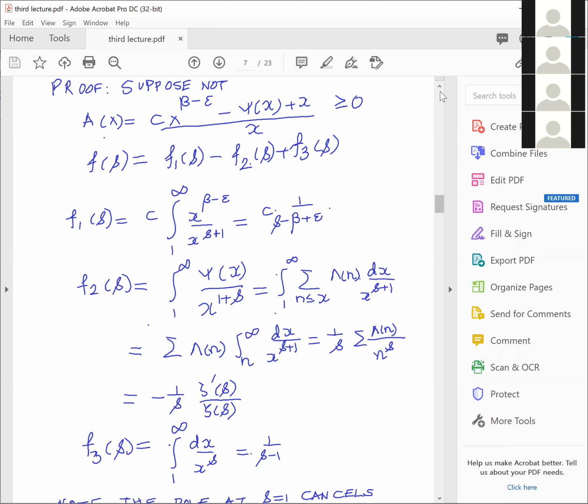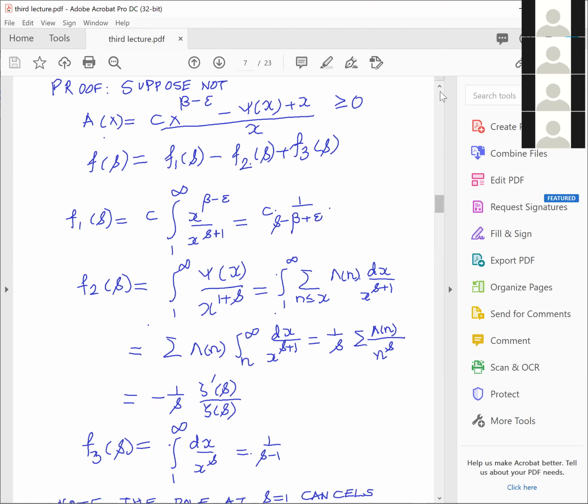What we did in the first lecture: you take the zeta function, multiply zeta of s by 1 minus 2 over 2 power s. That gives you an alternating series: 1 minus 1 over 2 power s plus 1 over 3 power s minus 1 over 4 power s plus 1 over 5 power s, etc. And then bracket them. 1 minus 1 over 2 power s is the first bracket, 1 over 3 power s minus 1 over 4 power s is the second bracket, 1 over 5 power s minus 1 over 6 power s is the third bracket.